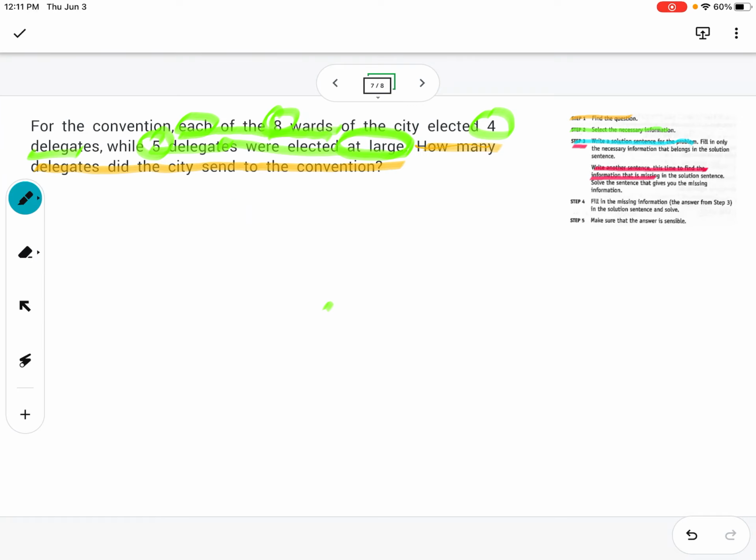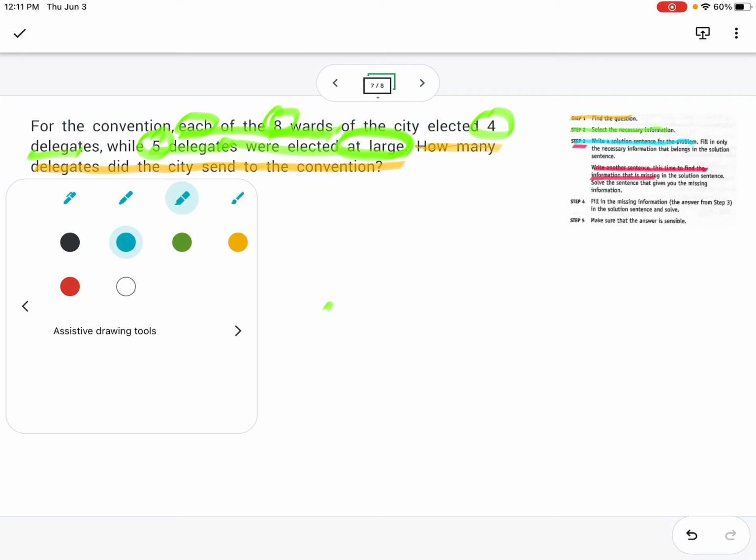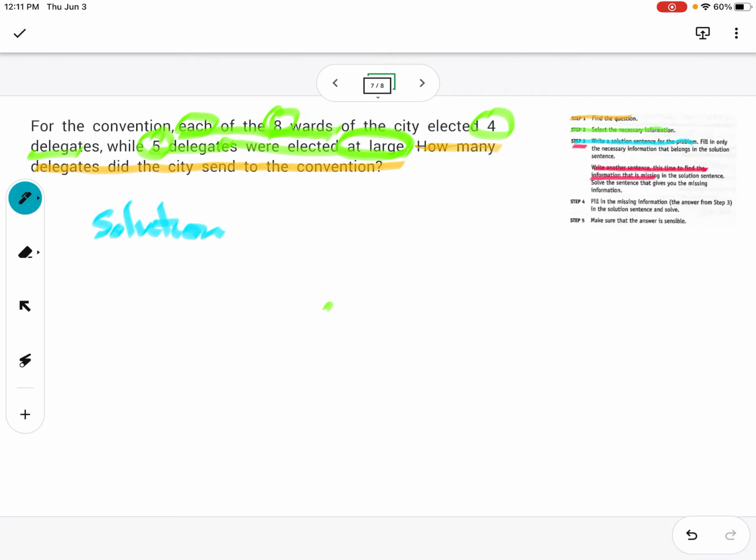Again, remember, this is like working backwards. I'm saying, okay, so what is the solution that I'm after? And the solution always comes from step 1. What is the question asked me to find? Well, the solution that they want me to find is how many delegates did the city send?